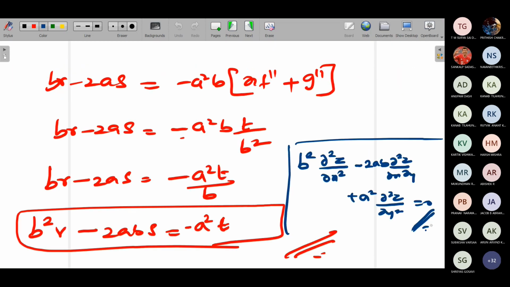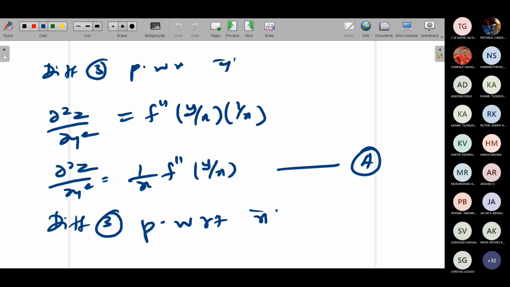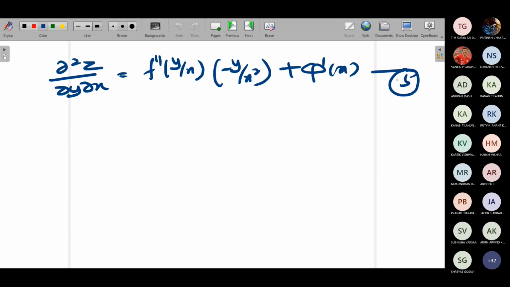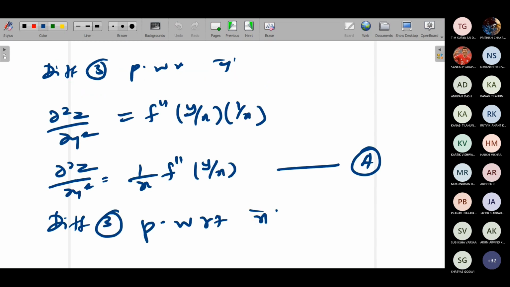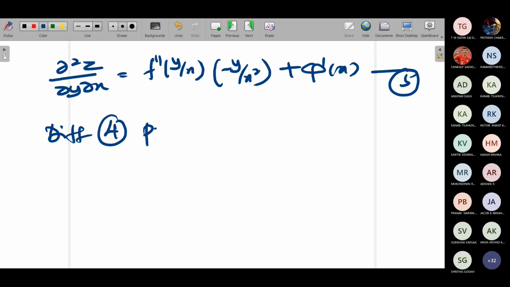Just check whether we can do anything. No. So what I will do is differentiate 4 partially with respect to x and y. First I'll do it with respect to x. When I do it with respect to x, I'll get dou cube z by dou y square dou x. Or I can write it as dou x dou y, because that is a procedure, right?